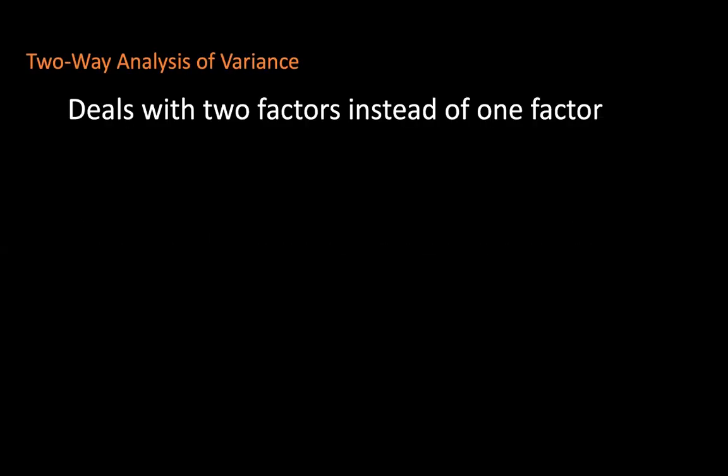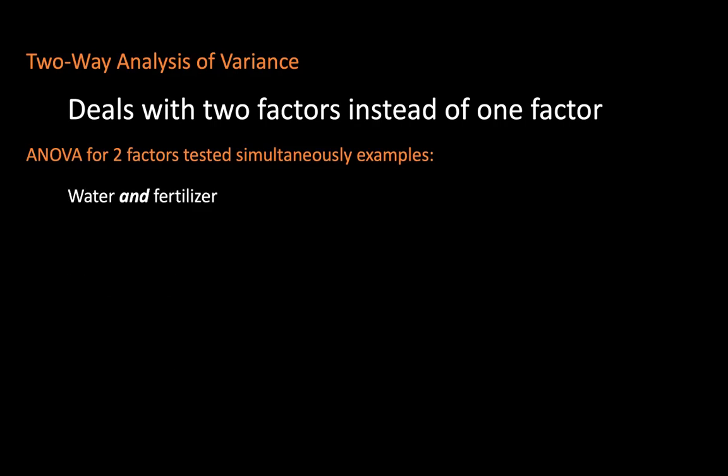Number 5, two-way analysis of variance. This deals with two factors instead of one factor. For instance, ANOVA for two factors tested simultaneously. Examples: we can have water and fertilizer, or we can have gender and studying style.